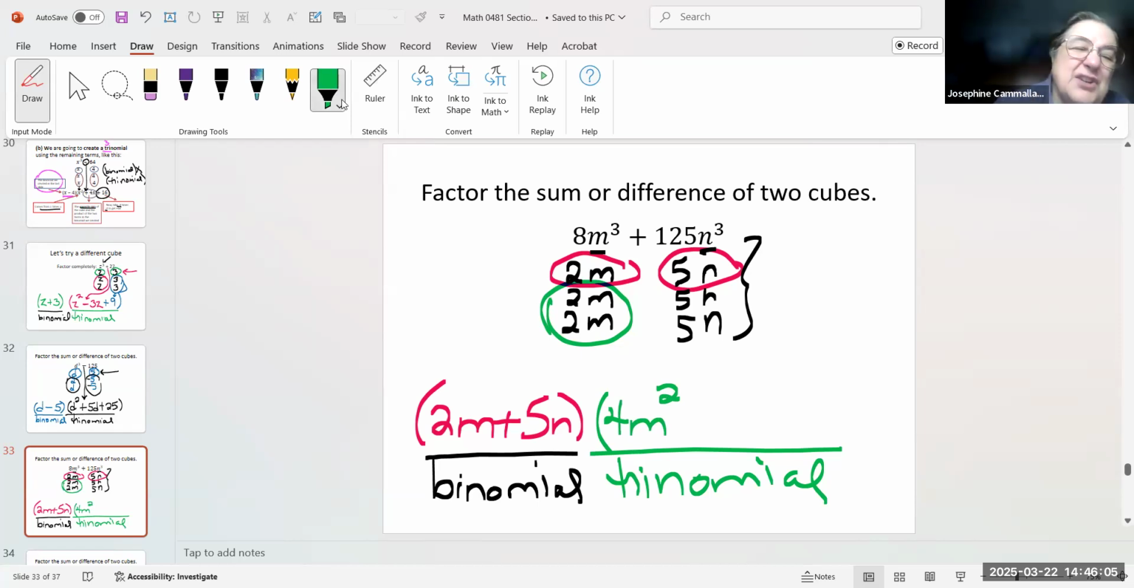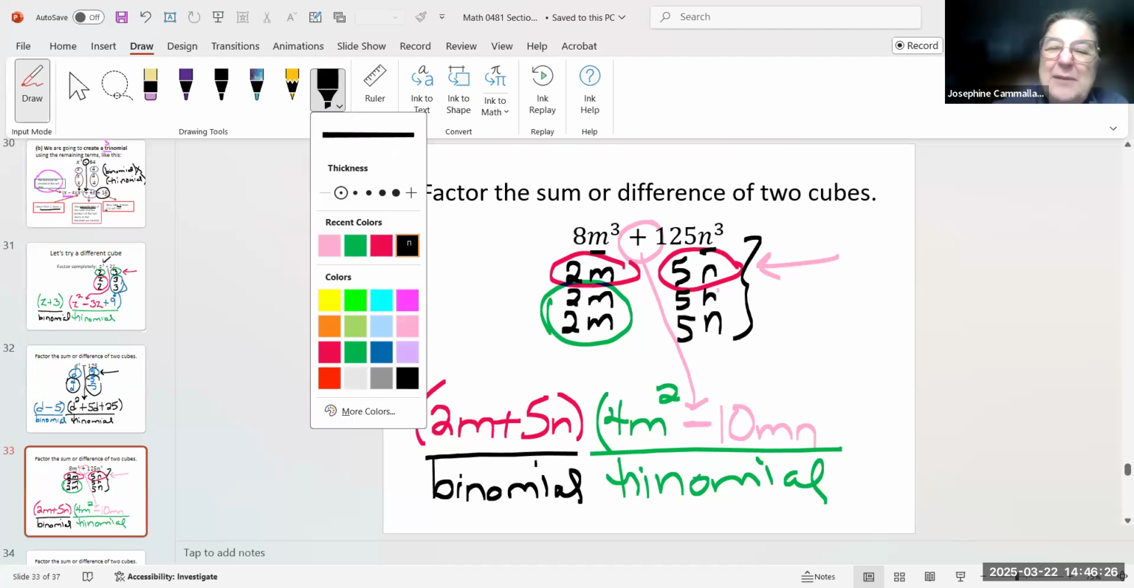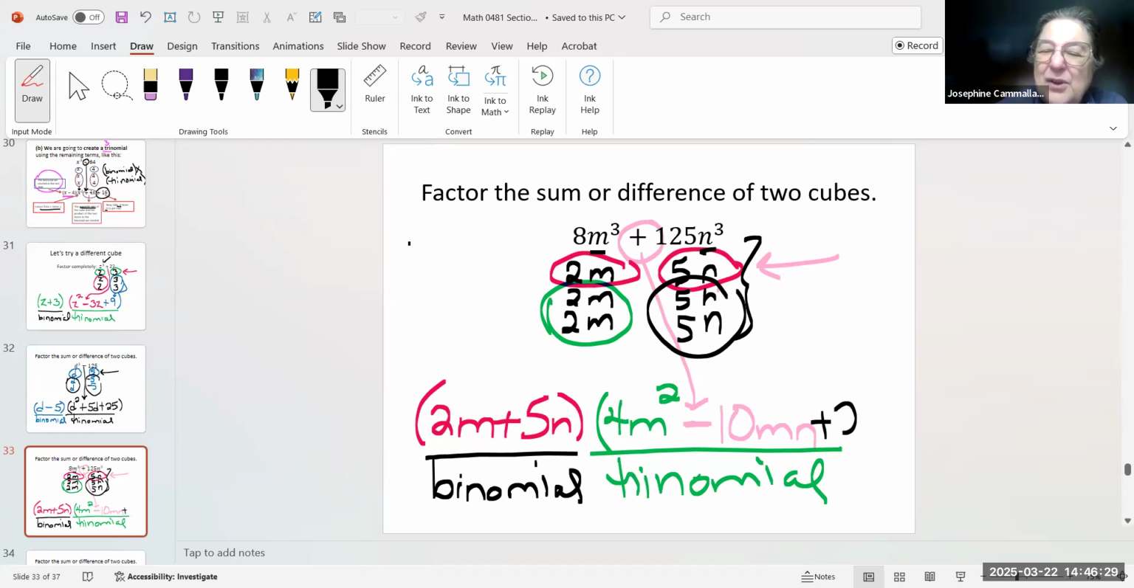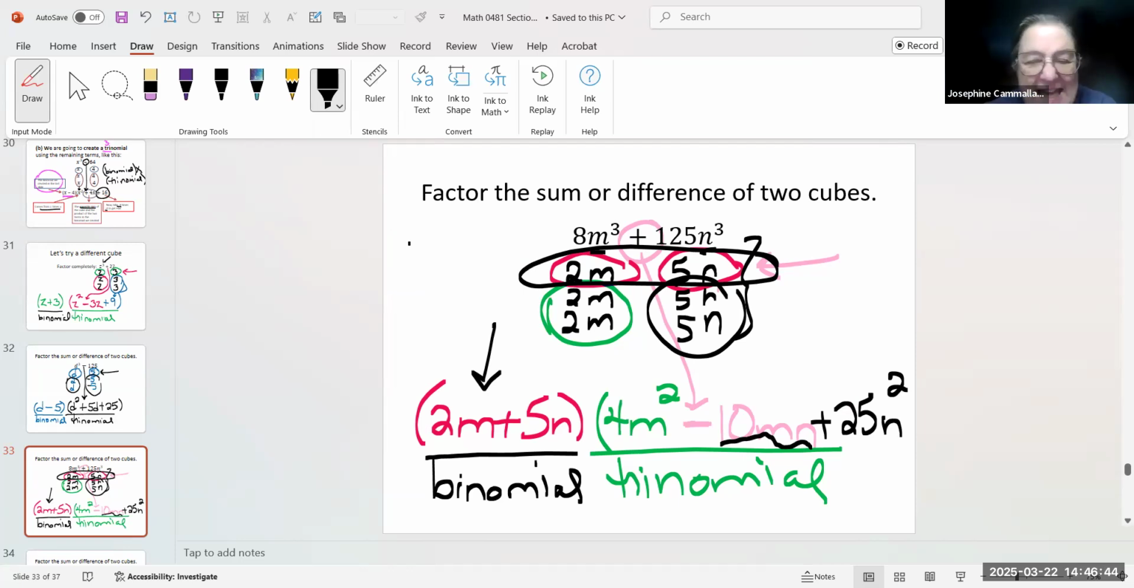Now, this term right here was positive, making this a negative, but this is where you got to be careful. 2m times 5n is 10mn. And then my last two terms, positive 25n squared. These two terms that make up this binomial multiply together to give me 10mn. That's my cube.